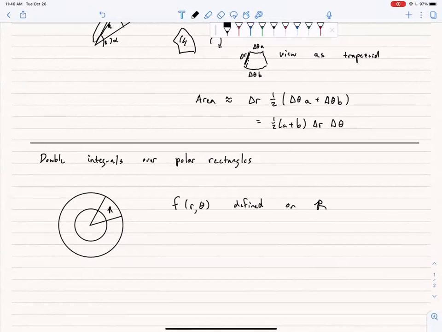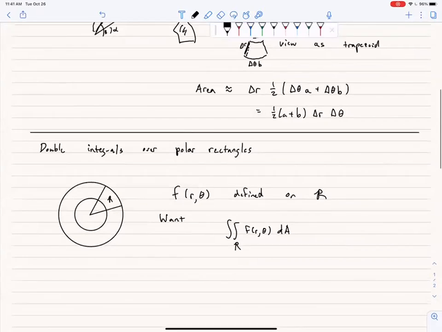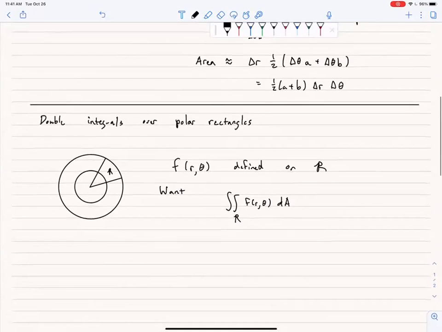So I want to integrate this function, but I don't want to go to Cartesian coordinates. I want to stay in my polar coordinates. So what I need to do is what I did in Cartesian coordinates. I need to break up my region R into little regions, estimate the area of those little regions, choose sample points, multiply the area of those little regions by the value of the function at those sample points, and then add everything up and take limits.